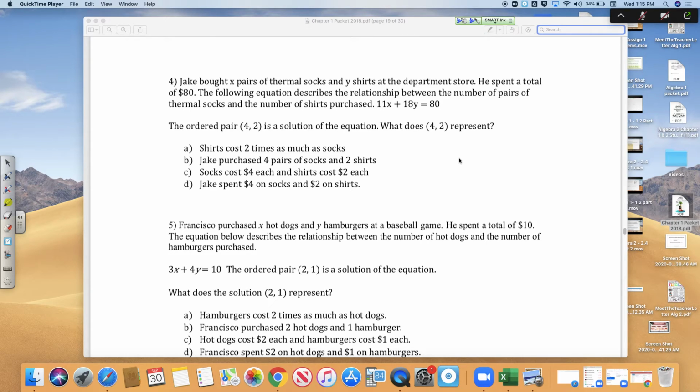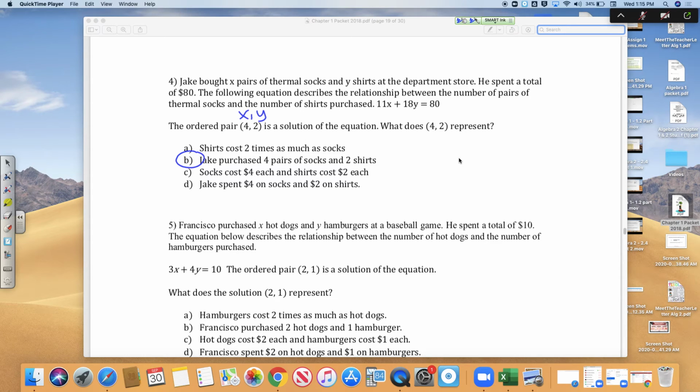Jake bought X pairs of thermal socks and Y shirts at the department store. He spent a total of $80. The following equation describes the relationship between pairs of socks and number of shirts purchased. The ordered pair (4, 2) is the solution. What does it represent? Well, it tells us that X represents number of socks and Y represents number of shirts. So every ordered pair is X comma Y, which means that it would be 4 socks and 2 shirts, which would be B.